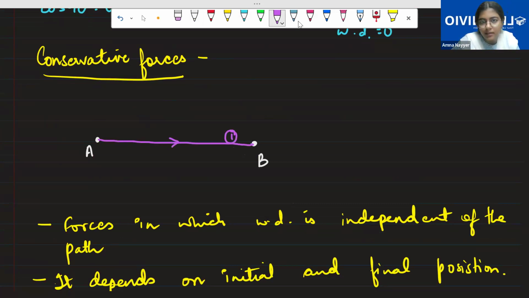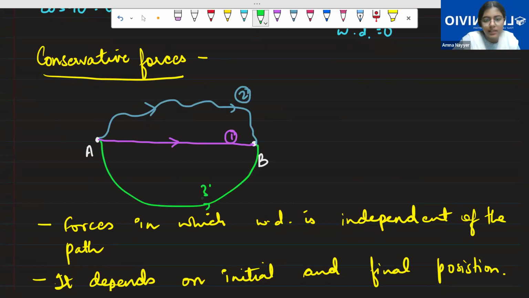Now a force is using a path like this. This is the first path. Second path that is possible is this. And the third path that is possible is this. So see, different kinds of paths are covered. But if you see, the initial point is this and the final point is this. So the work done is independent of all the kinds of paths that are followed. Where forces are independent of the path followed, they just depend upon the initial point and the final point. So what happens? All the work done are the same.